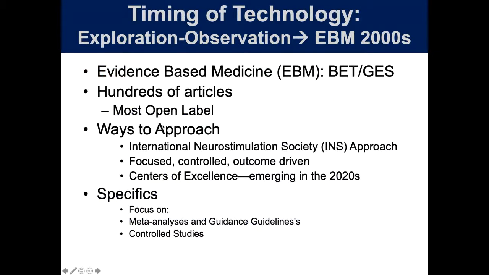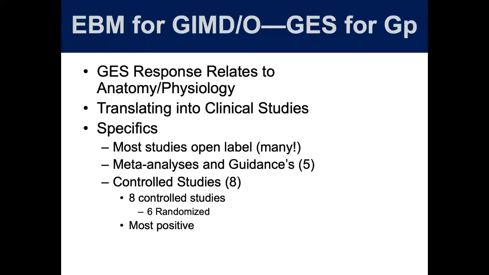What about evidence-based medicine? I would love to have had you talk about our NIH work with a glucose sensing device, but basically we have at least one open label article showing that. And for the stimulation devices that we've had, a higher bar. Since there were hundreds of articles, we needed to look at just those that were meta-analyses, guidances, and control studies. So basically, there are 5 meta-analyses and guidances and 8 control studies.